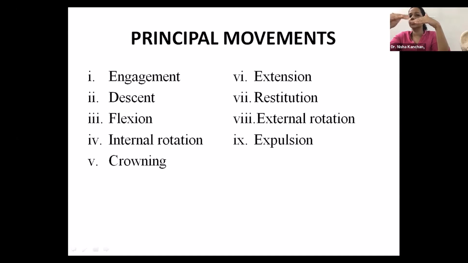Following this, there is descent, flexion, internal rotation. Now, if you look at the different positions, the purpose of internal rotation is to get the denominator behind the symphysis pubis. There are certain exceptions to this rule. We'll come to that later. In internal rotation, it is getting the occiput behind the symphysis pubis. So internal rotation, as I told you, if you remember, happens at the level of the obstetric outlet, the plane of least pelvic dimensions.